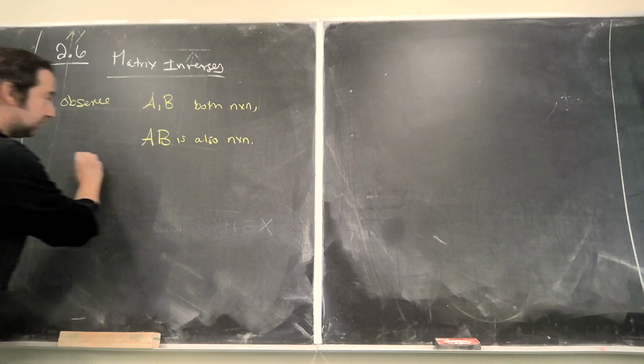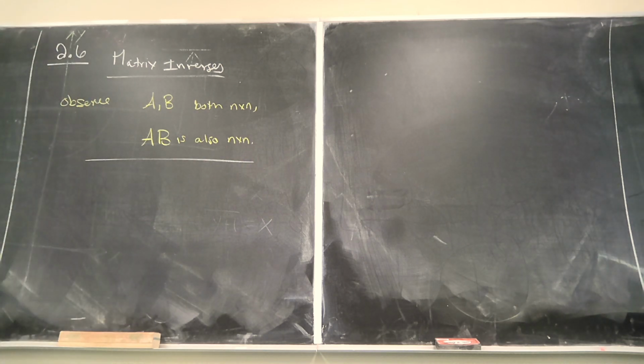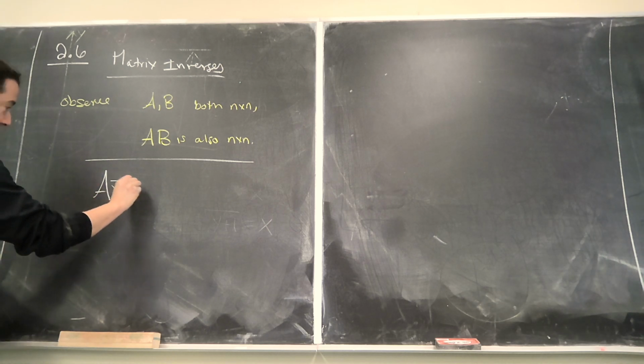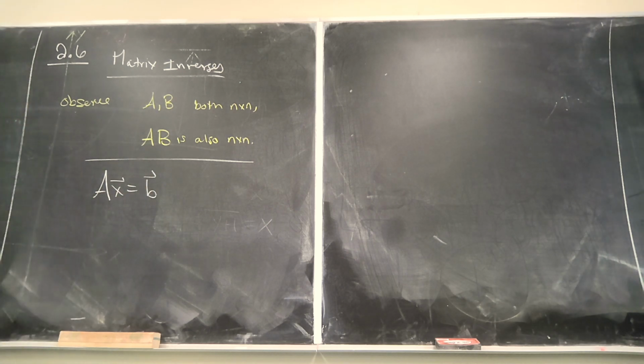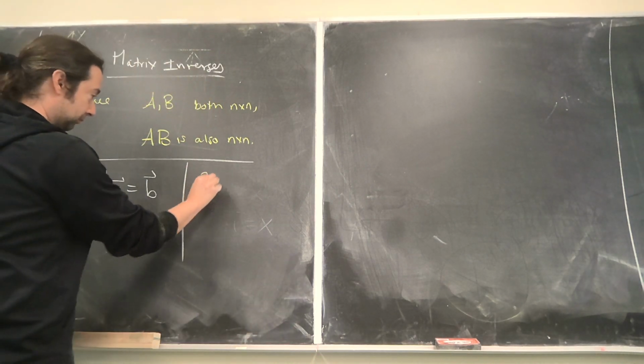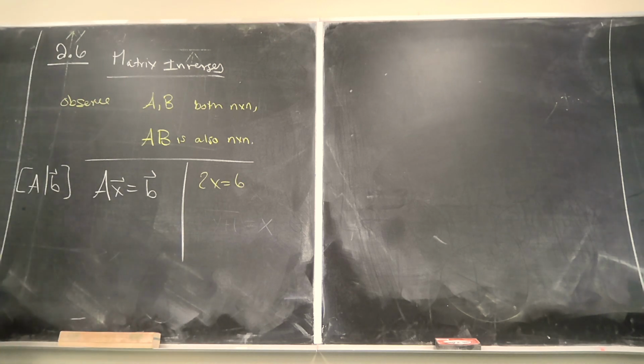And what that means is, if we have a system of equations that has a square coefficient matrix, if I have something like AX is equal to B, where earlier we were looking at the augmented matrix AB, where A was the coefficient matrix and B was the right-hand side, it would be awesome if I could use algebra to solve this equation.